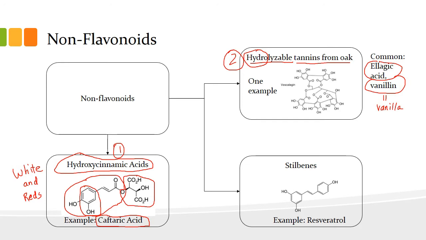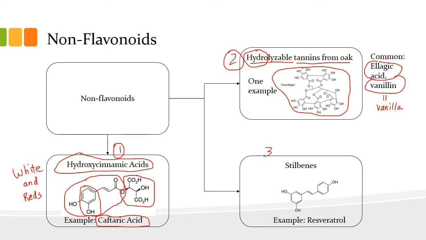And here's an example of those. Don't worry at all about these huge chemical structures. Just know that you get tannins from oak. And tannins from oak can be important for a couple of reasons, and I'll talk about those soon. But the short answer is they're important in color stability, and they're important in sensory impact in the mouth. All right, so tannins from oak.